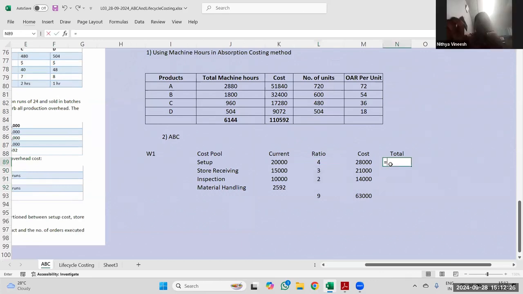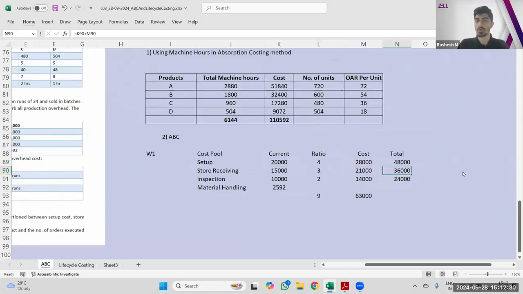Okay, got it. All right. So now our total costs become the totals, which should add up to 110,592, if we've done it correctly.